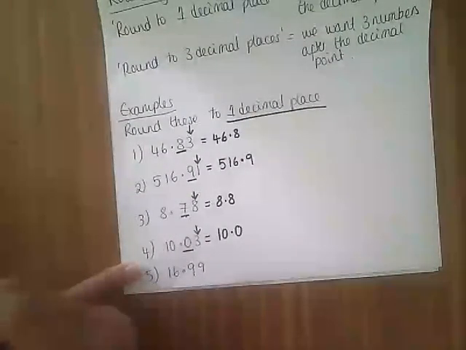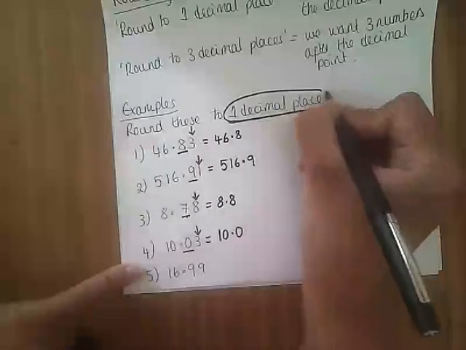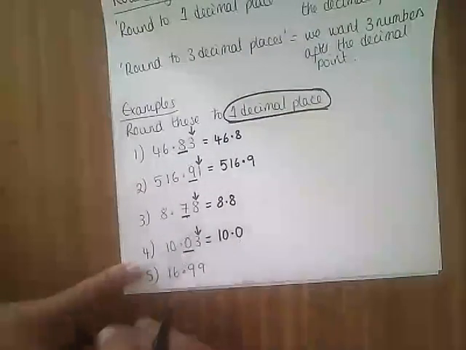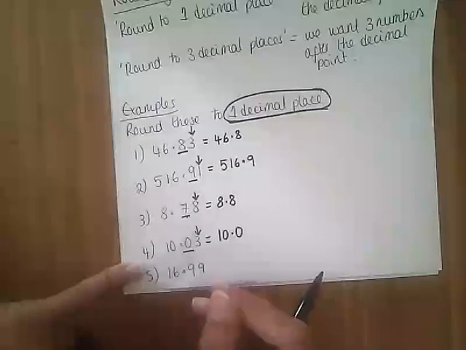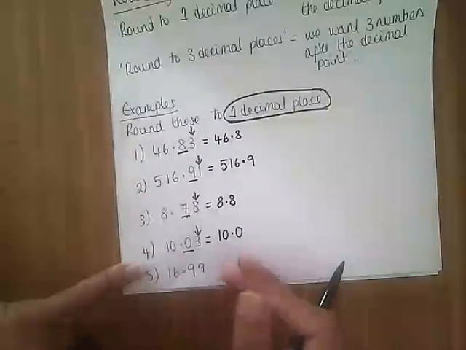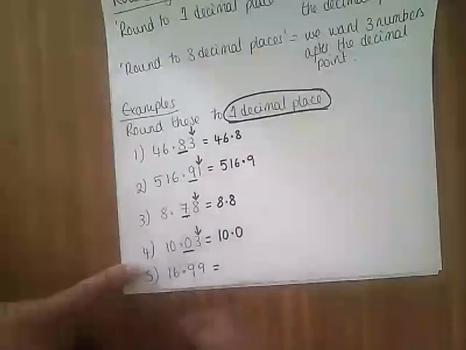Now, it might seem very strange to you to write 10.0 because we know that 10.0 is just 10. However, if the question asks you to do 1 decimal place, the examiner is expecting to see 1 decimal place. And if we didn't have the 0, there wouldn't be 1 decimal place on there. So if it asks for 1 decimal place, we do need to put it on even if it's just a 0.